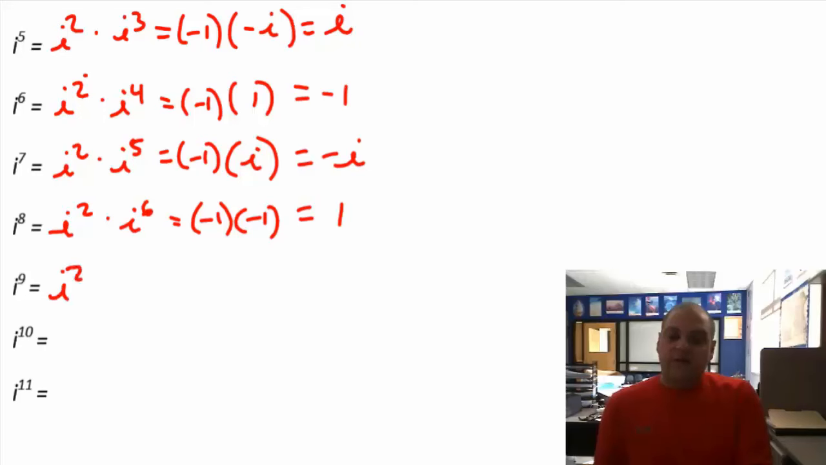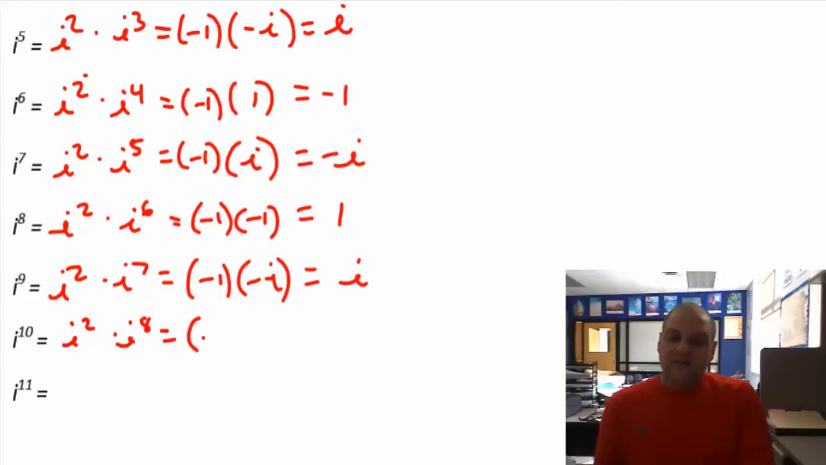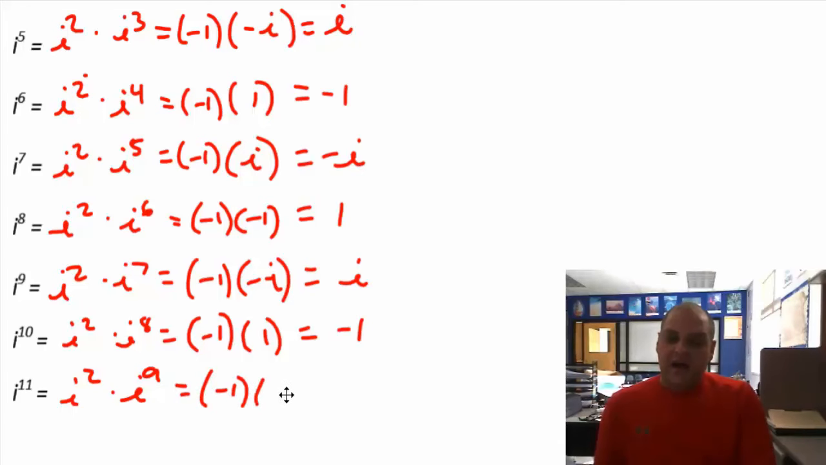i to the ninth, i squared times i to the seventh. See if you could finish these without me. i to the seventh is negative i. Negative 1 times negative i is i. i to the 10th, negative 1 times 1, negative 1. And i to the 11th is i squared times i to the 9th, and that's negative 1 times i. And that's going to be negative i.